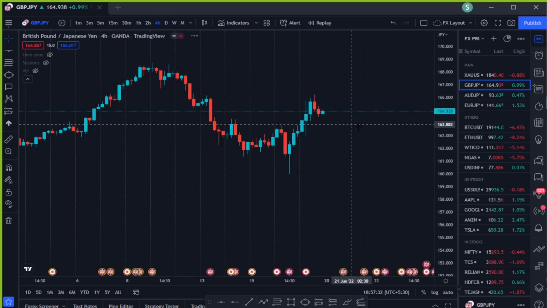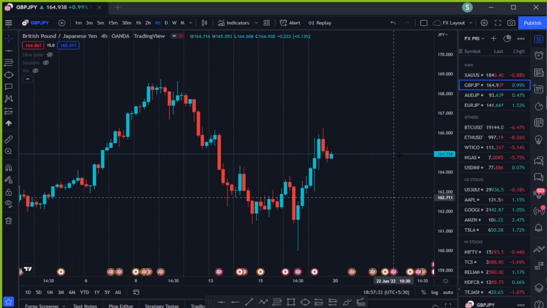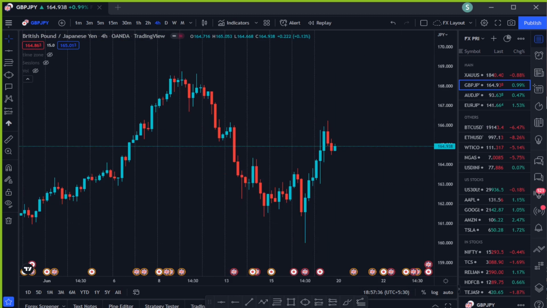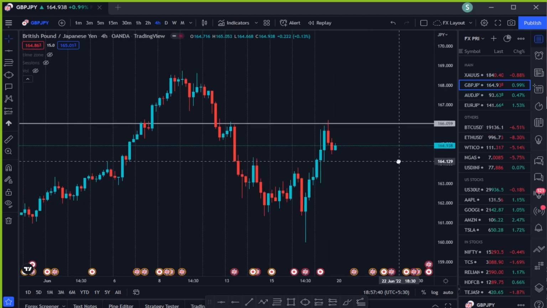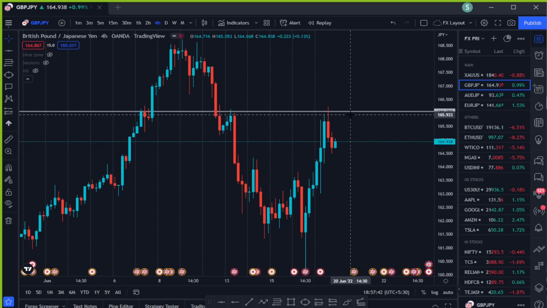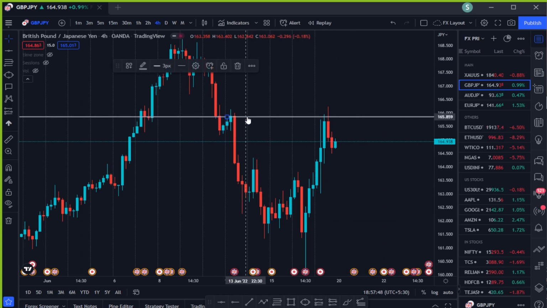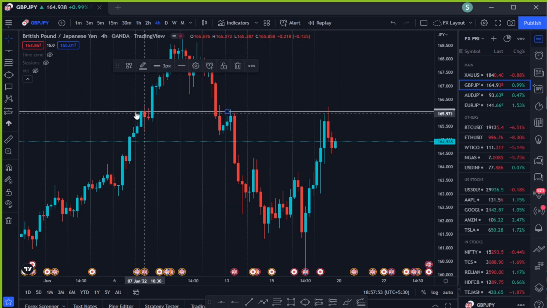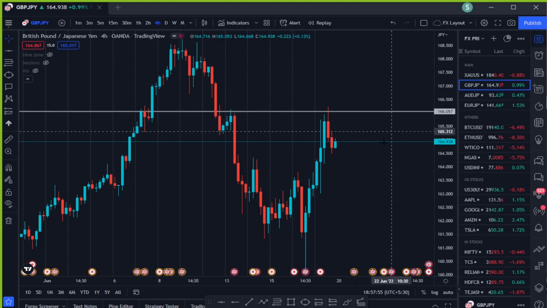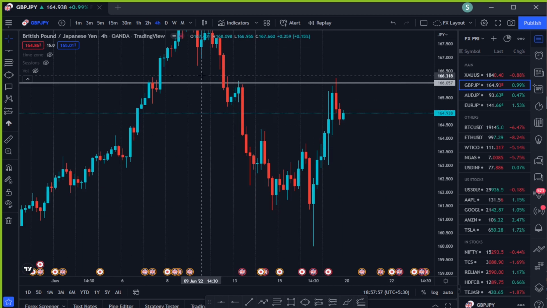Let's see what's happening on the 4-hour time frame. On the 4-hour, we have a resistance right here. Now, guys, here we have a recent resistance right here. But if you look here, there is one more resistance, and if you look beyond that, there is one more resistance here. So it's better to put the resistance right here. So in this situation, we have resistance right there.